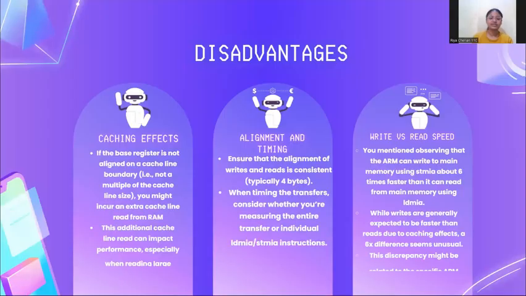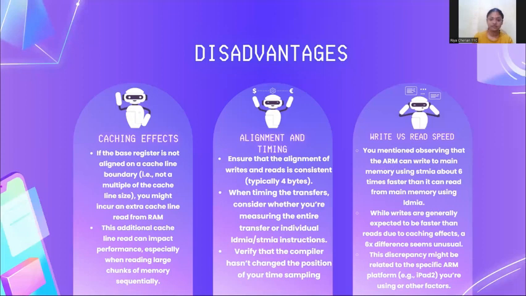Now, let's deal with some disadvantages of this instruction. Caching effect. If the base register is not aligned on a cache line boundary, you might incur an extra cache line read from RAM. The second disadvantage is alignment and timing. Ensure that the alignment of writes and reads is consistent. When timing the transfer, consider whether you are measuring the entire transfer or individual instructions. Verify that the compiler hasn't changed the position of your time sampling.